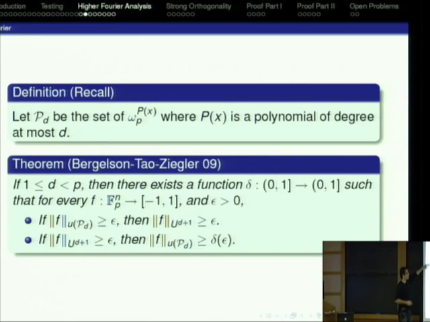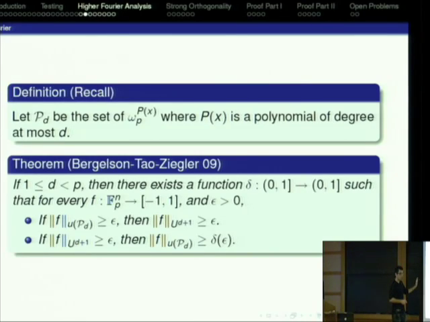This slide was from the previous case. These exponents appeared when we talked about the inverse theorem. Remember that P_d was the set of exponents of polynomials of degree at most d. And we had this theorem of Bergelson, Tao, and Ziegler, which says that if the uniformity norm of f is large, then it correlates with one of these polynomials.